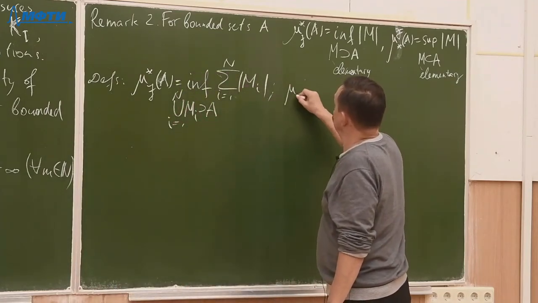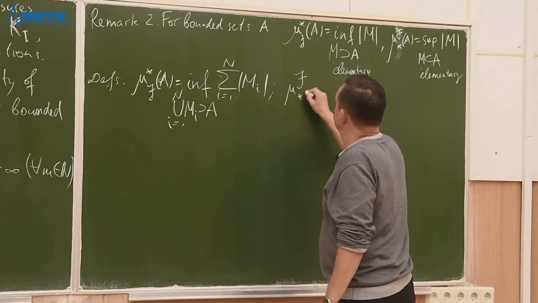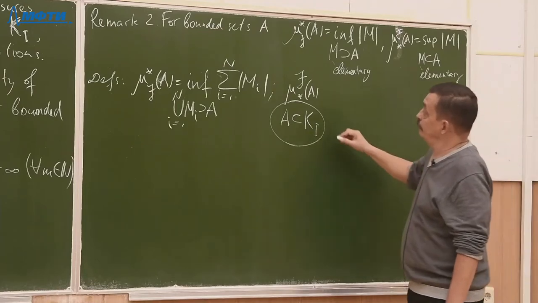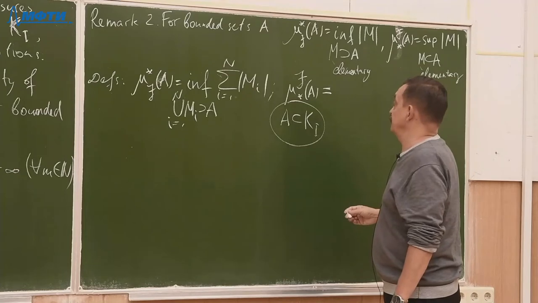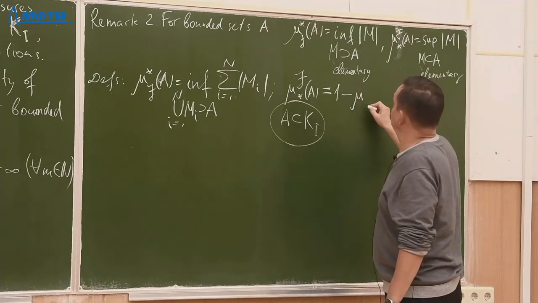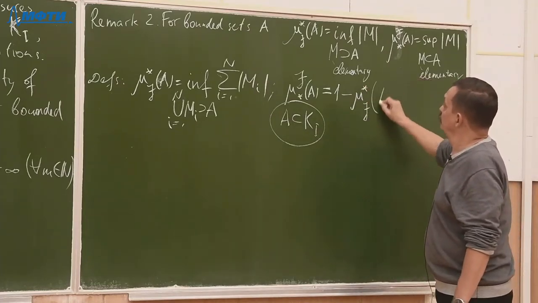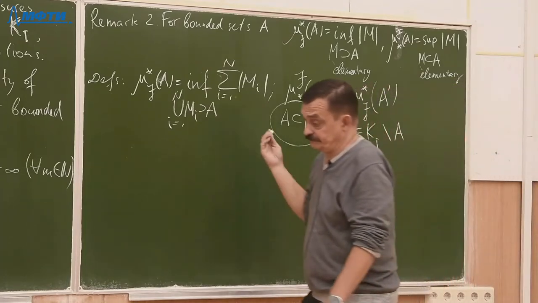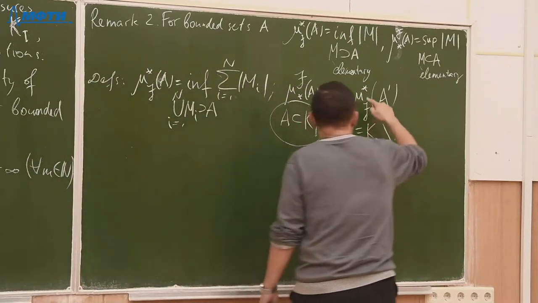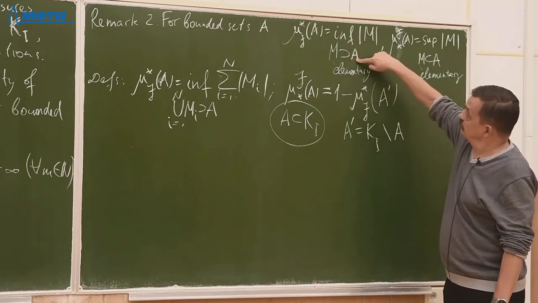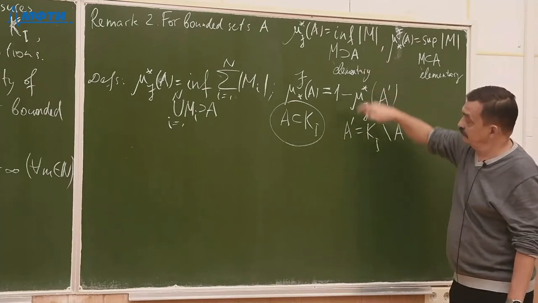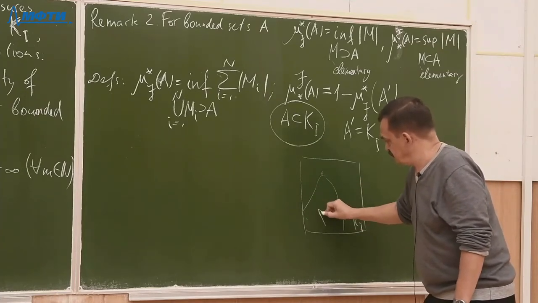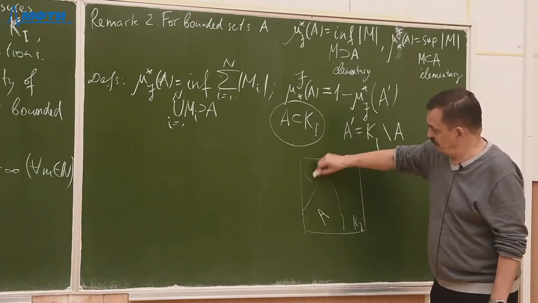And what about the inner Jordan measure? If A is a subset of K_i, then the inner measure was defined as 1 minus the outer Jordan measure of the complement, where A' is K_i minus A. And of course, if we know that the outer measure is the infimum over all elementary sets which cover the complement, then look, we have our cube K_i. Somewhere we have our set, let's say this is A, right? Then the complement, everything else, is A'.